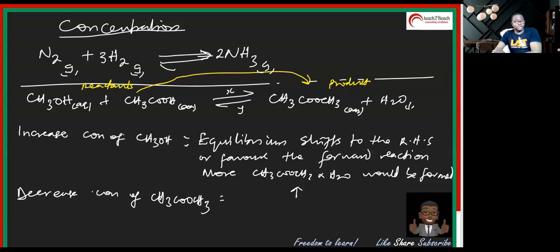If you increase the concentration of the product, let's make it a twist now. If you increase the concentration of methyl ethanoate, where will equilibrium shift to? It will shift to the left. So you say equilibrium favors the backward reaction. There will be more yield of methanol and ethanoic acid, and there will be less of methyl ethanoate.